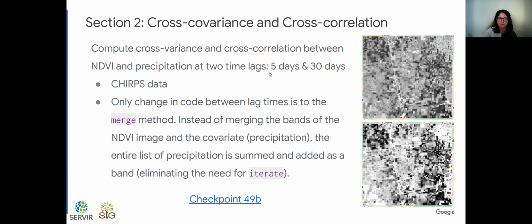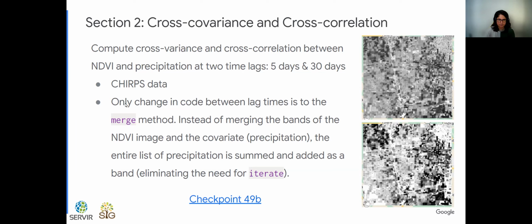So we have two time lags, 5 days and 30 days. And for precipitation, we use CHIRPS data. So we'll look at whether precipitation from the 5 previous days is correlated with NDVI values at the present time period, and compare that as well with 30 days, how much one month of rainfall influences NDVI at a current time in our time series.